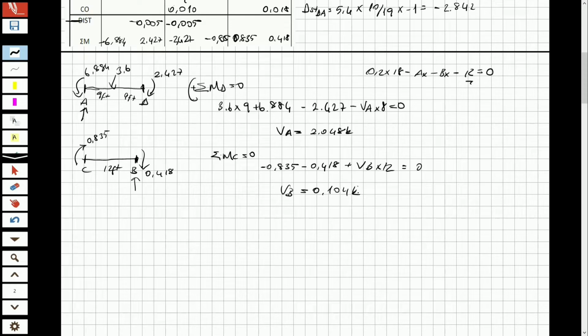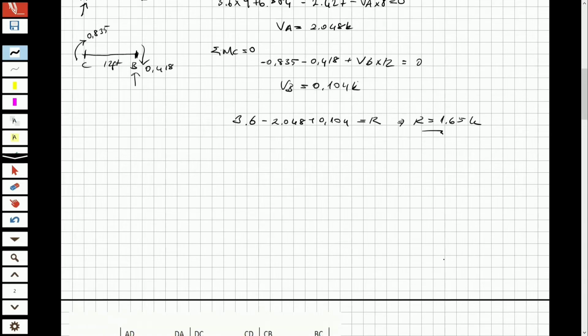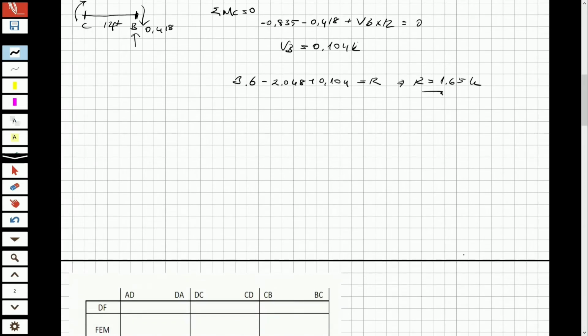Kips. So now I find the shears. Let's find the R value. When I take 3.6, I'm going to apply this equation: 3.6 minus 2.048 plus 0.104 equal to R. What is R? R is equal to 1.65 kips. Now I find the R value. We assumed that there is no deflection, no displacement, so now we are going to calculate with the displacement. This R value will stop here, and we are going to solve the next part.